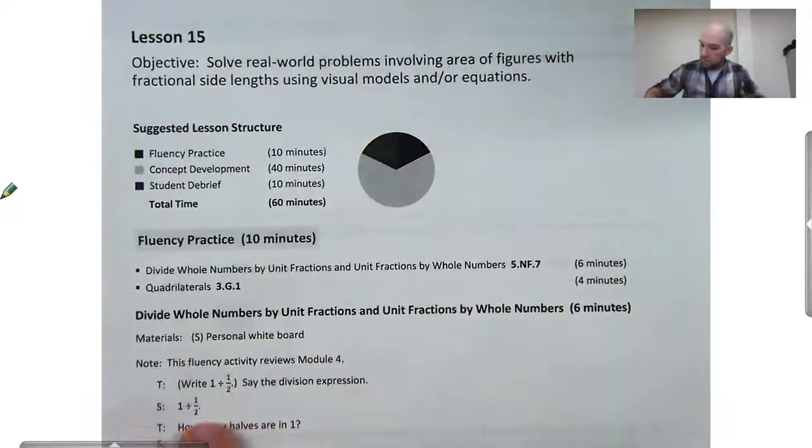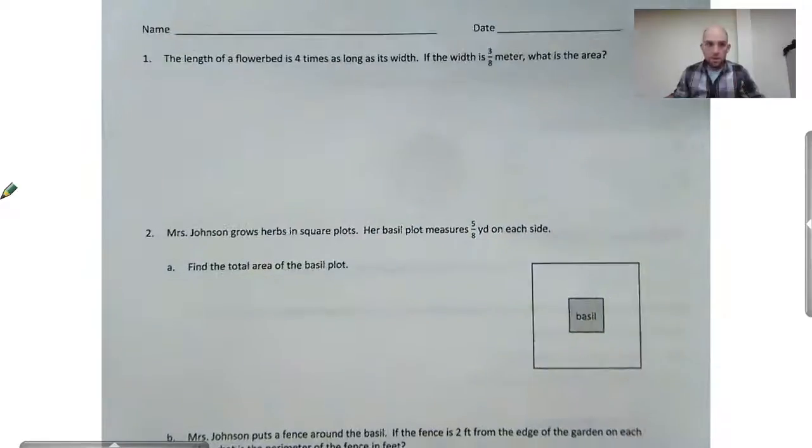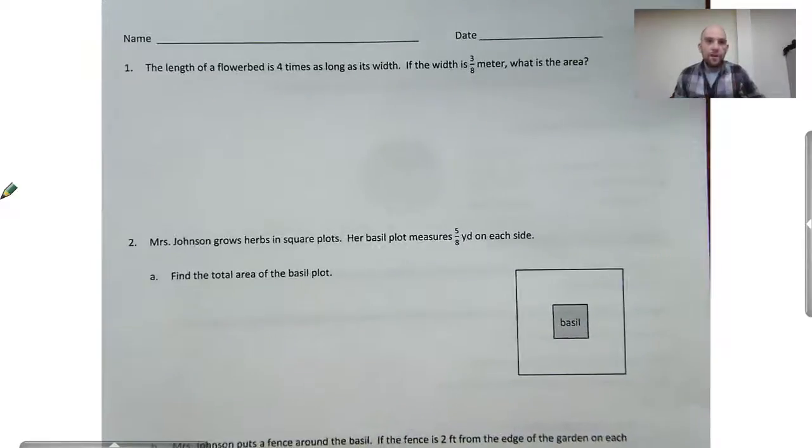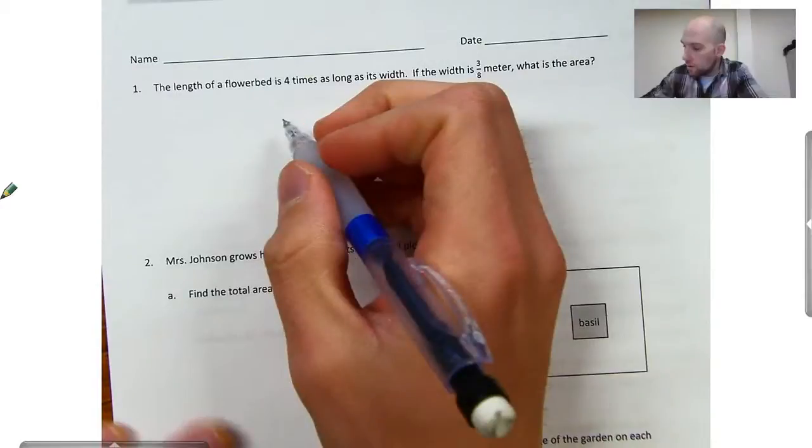So if we look at our first page here, it says, number 1, the length of a flower bed is 4 times as long as its width. If its width is 3/8 of a meter, what is the area? So I'm going to start by drawing the flower bed. It's going to be a rectangle.